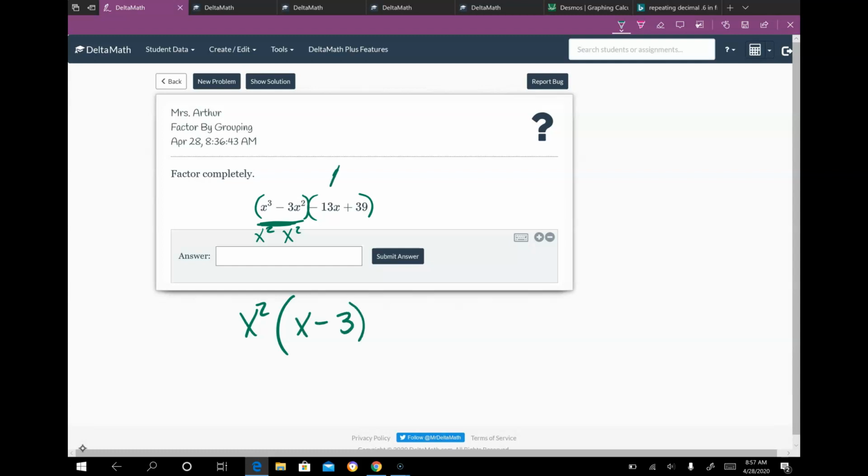Now, I told you when your leading coefficient is negative, you got to pull out a negative. I like that Delta Math is doing this. It gives you a lot of practice. So I'm going to pull out a negative 13 because what they have in common is only a 13. Okay? So now I'm going to divide each term by what I'm pulling out. And I get x minus 3.